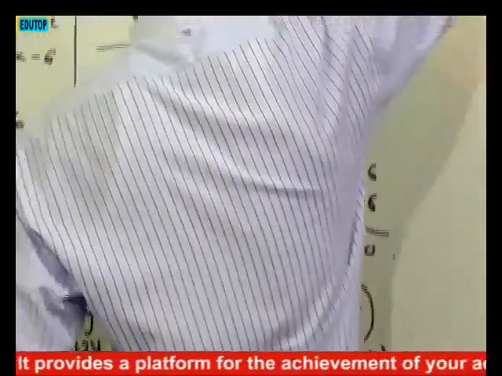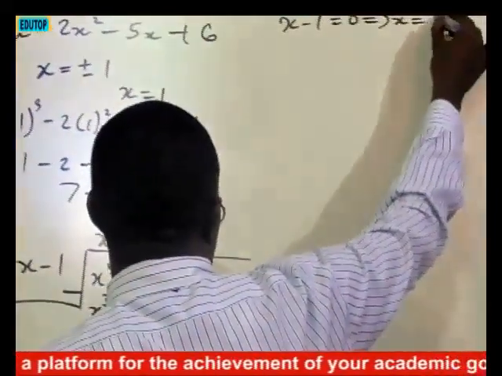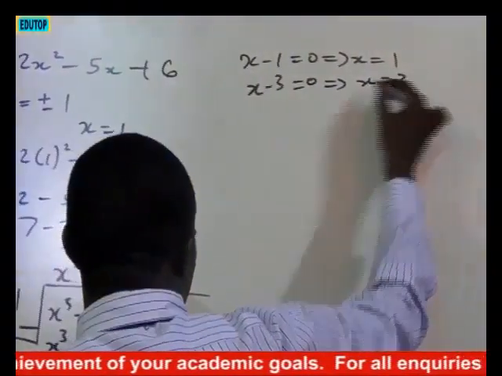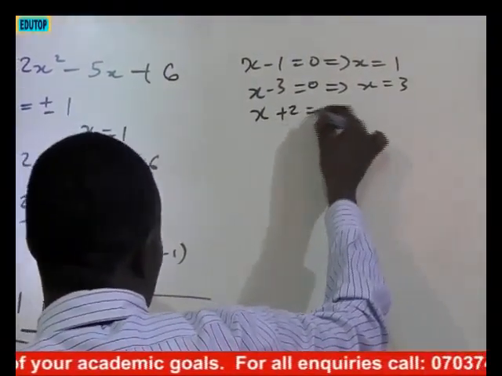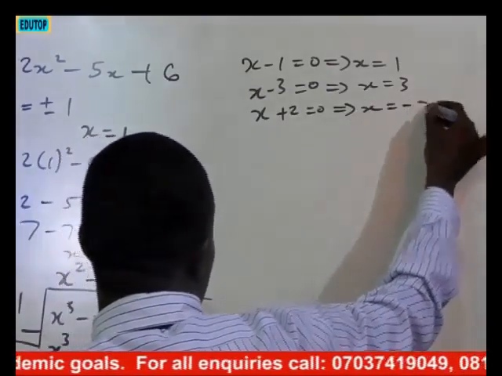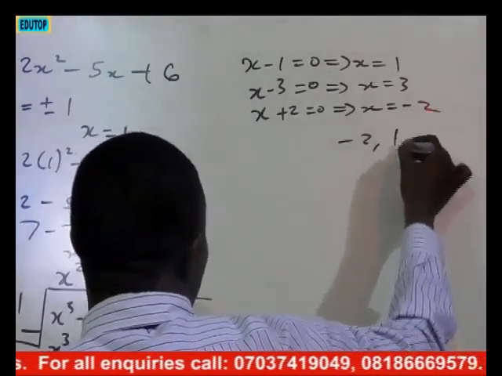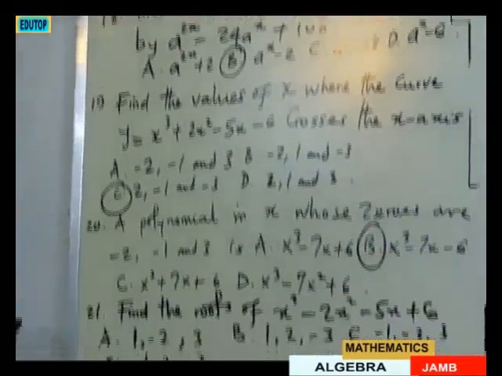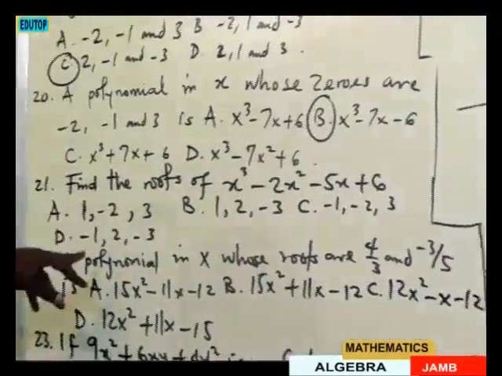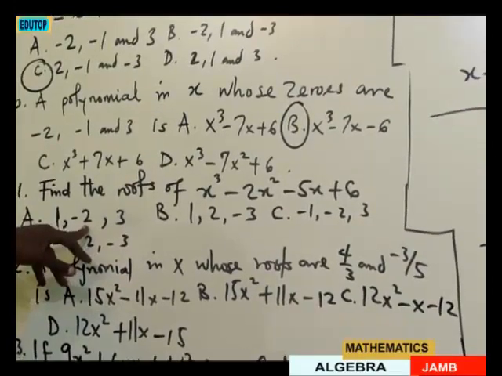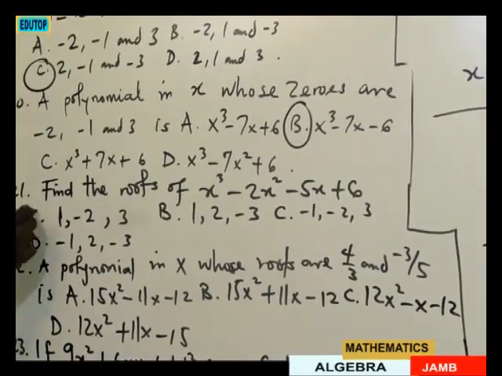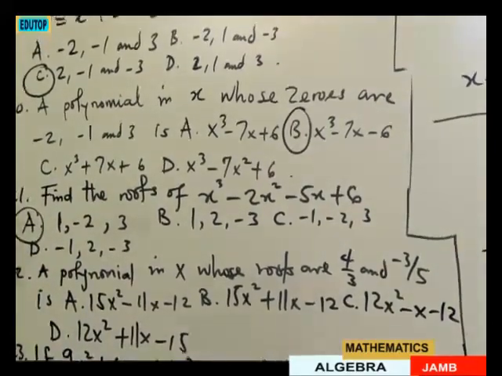Then we now equate each one to 0. So x minus 1 equals 0 implies that my x equals 1. x minus 3 equals 0 implies that my x equals 3. x plus 2 equals 0 implies that my x equals minus 2. So I have minus 2, 1, 3. Although it's not arranged in order of magnitude, so we have to trace that. Minus 2, 1, 3. I think this one is the answer. So the answer is A. Option A is the correct answer to that question.